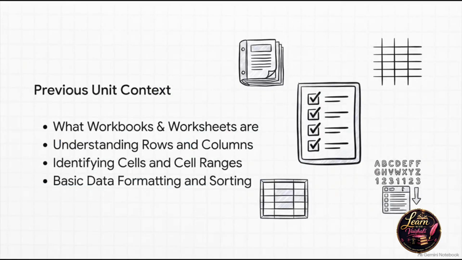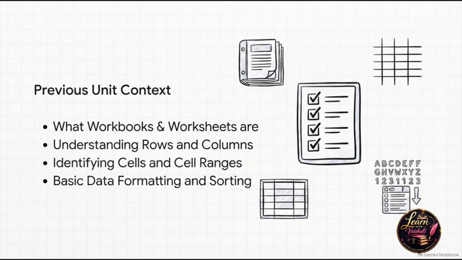But before we tackle all those advanced features, we need to do a quick mental check. Keep in mind the foundational knowledge we built together in the previous units. You should already be comfortable with how workbooks differ from worksheets. Remember, the workbook is the whole file and the worksheets are the individual pages inside it. You should understand the basic grid structure of horizontal rows and vertical columns. You need to know how to identify specific individual cells and larger cell ranges. And you should be totally familiar with basic data formatting and sorting. With that solid foundation firmly laid in your mind, we are totally ready to build upward into advanced territory.